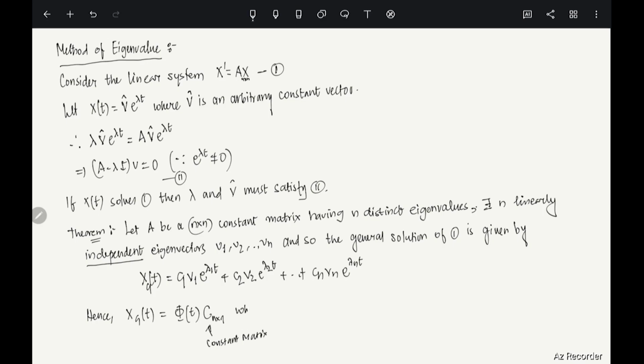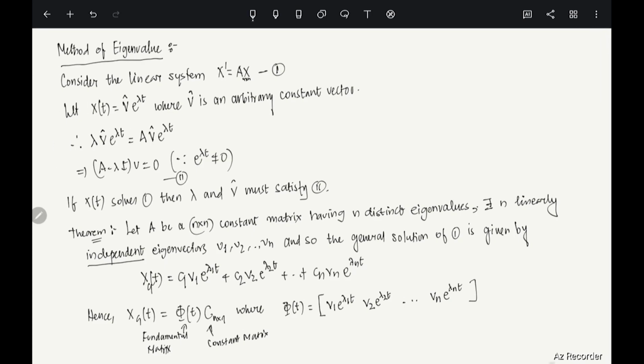And what is the fundamental matrix here? This is a method of finding the fundamental matrix when A has n distinct eigenvalues. The first row will be v1 times e power lambda 1 t, the second row will be v2 times e power lambda 2 t, and it goes on like this. The nth row will be vn times e power lambda n t. Clear? So that's your fundamental solution, and you can also write the solution in terms of this. Anything is fine.